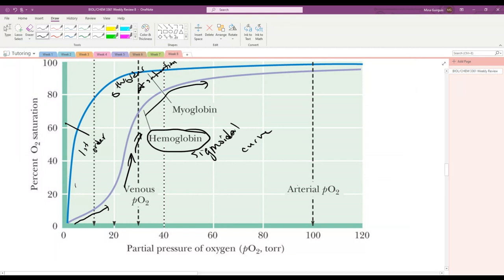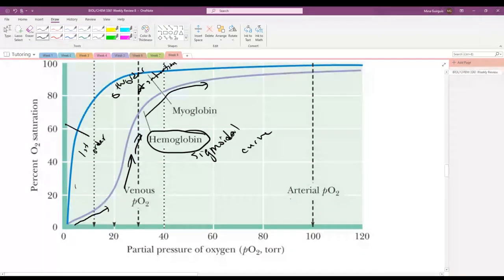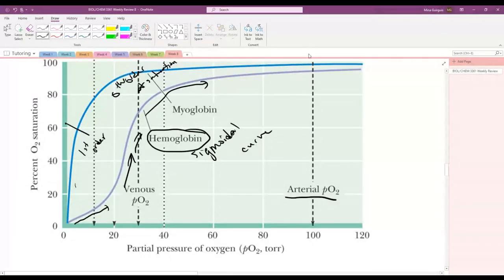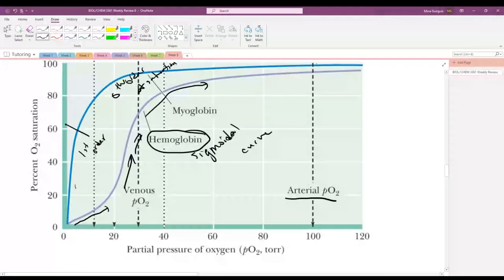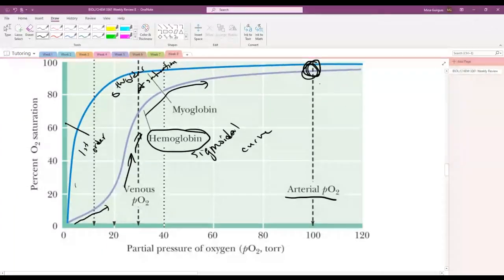So arterial PO2 is very, very high, meaning that both hemoglobin and myoglobin in the arteries are going to be really saturated. Then in the veins, not so much. Okay, 30% means hemoglobin's only going to be down to like 70% oxygen, if that. Myoglobin is still going to be quite high.